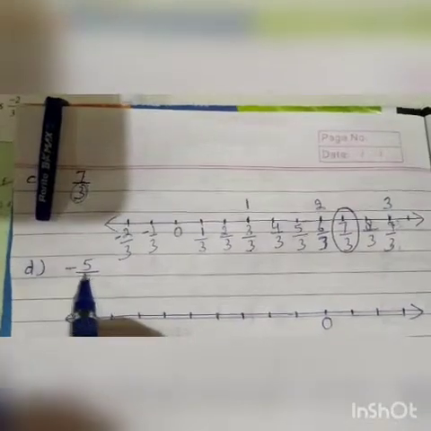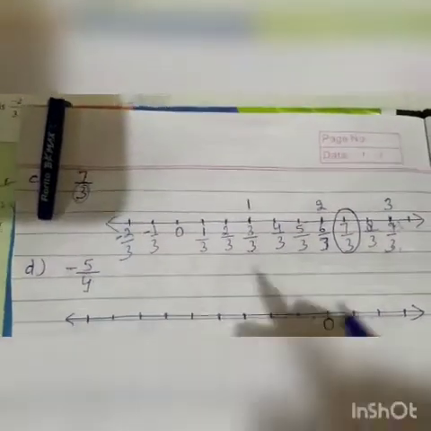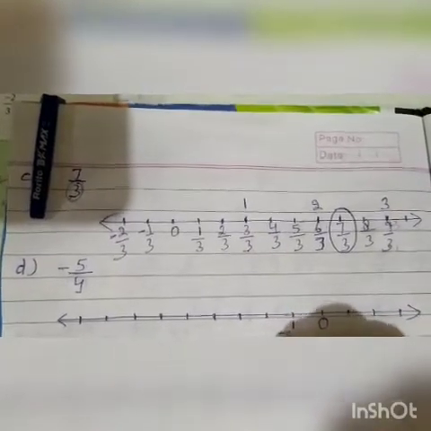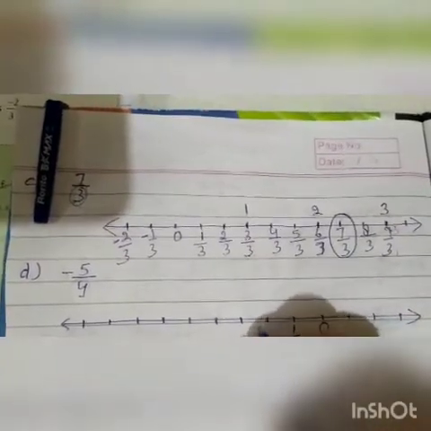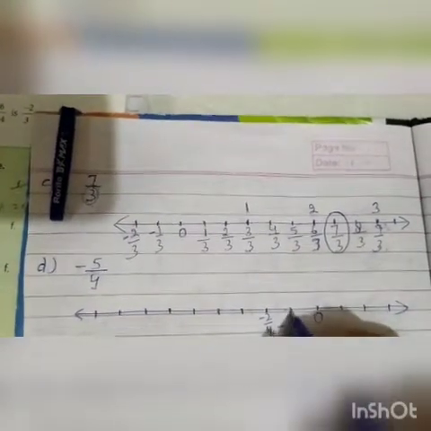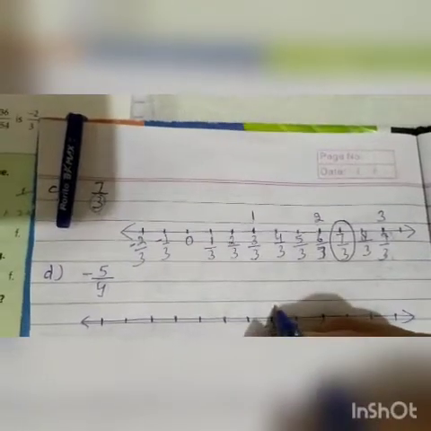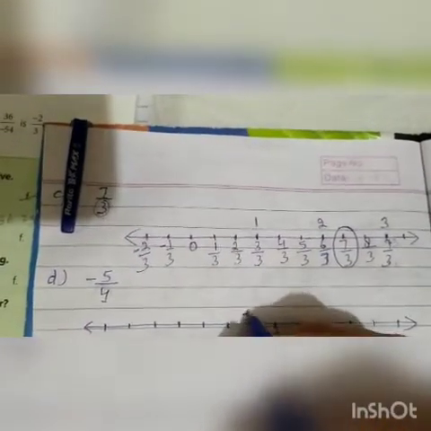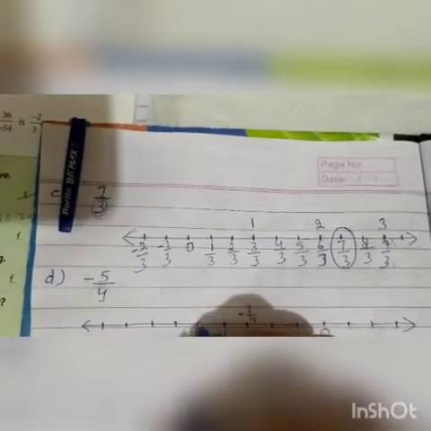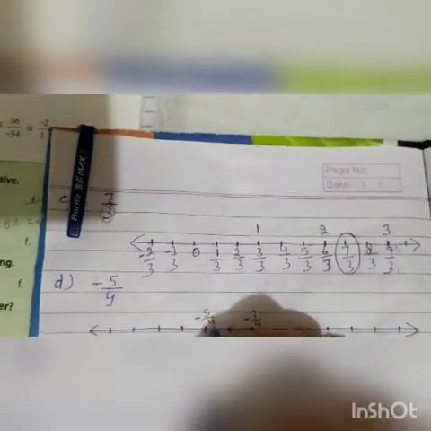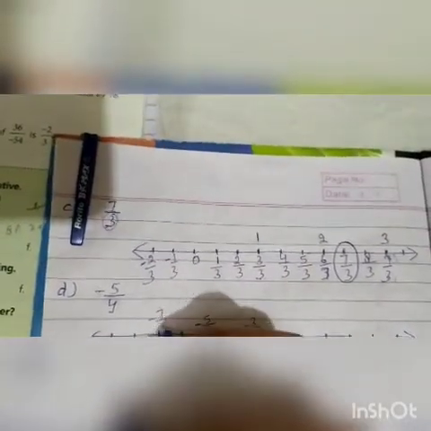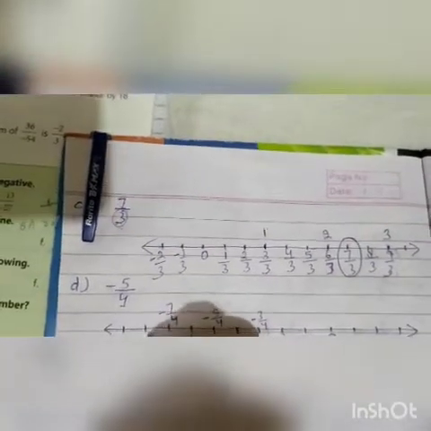Now here denominator is 4. We will start to write counting starting from 1. It will be minus 1 upon 4, minus 2 upon 4. Students, you write one rational number below the number line, one above the number line, then it will be easy. This is minus 3 upon 4. This is minus 4 upon 4. This is minus 5 upon 4. Minus 6 upon 4. Minus 7 upon 4. Minus 8 upon 4.